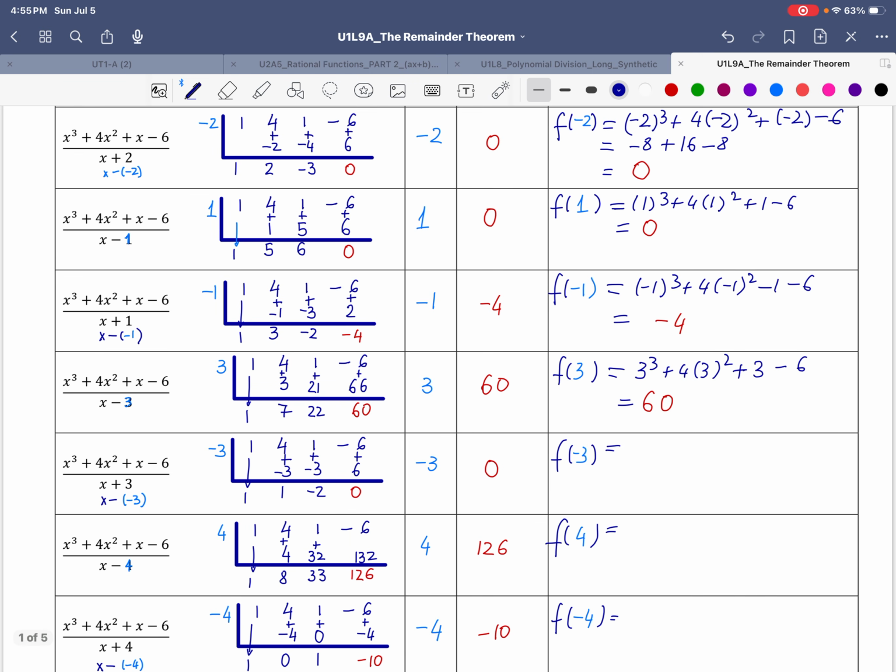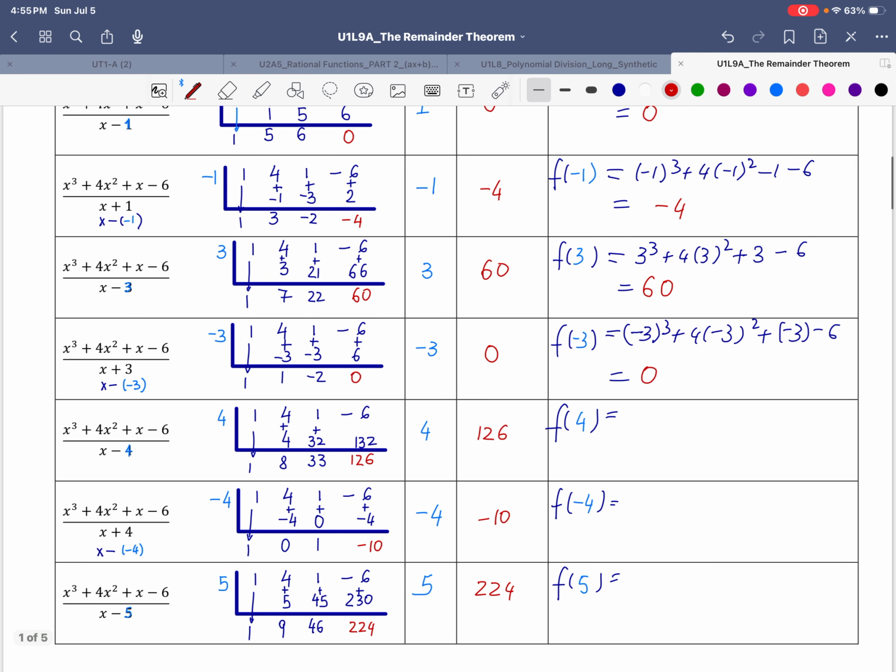F of negative 3, we're going to say that we have negative 3 to the power 3, 4 times negative 3 squared plus negative 3 minus 6. That's 0 as well. So next, 4 to the power 3 plus 4 times 4 squared plus 4 minus 6. And that will be a handsome number, 126. Negative 4 to the power of 3 plus 4 times negative 4 squared plus 4 minus 6. Minus 4 minus 6.